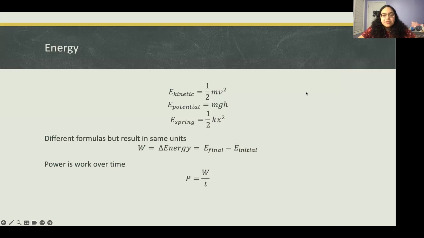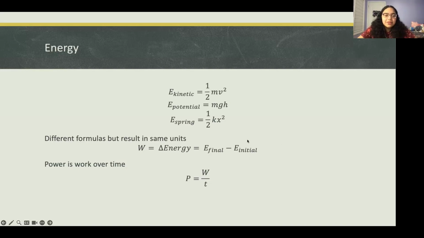So yeah, for energy, these are the 3 main formulas. Kinetic energy, half mv squared. For potential energy, mgh, and then for spring potential energy, half kx squared, k being that spring constant again. And then with different formulas, the result will still be in the same units. So again, units always matter, units will always check out. Work is your change in energy. That's a good formula to also know. If you have energy final minus energy initial, that's your work, that's your change in energy.